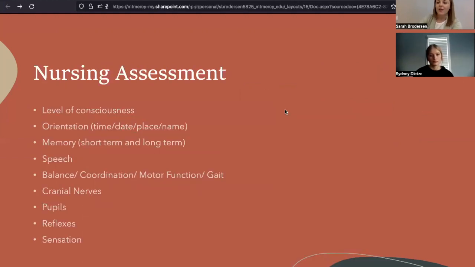So for nursing assessments for the neurological system, we're going to assess a patient's level of consciousness, if they're alert or lethargic. You're also going to assess their orientation status. So time, date, place, name, are they confused? We're going to assess their memory based on short-term and long-term. Their speech, are they slurred? Are they having racing thoughts and speaking really fast or really slow, not making sense?